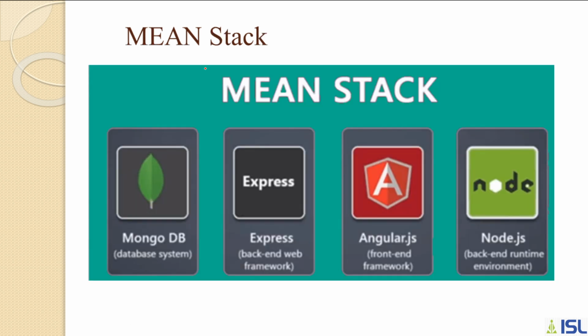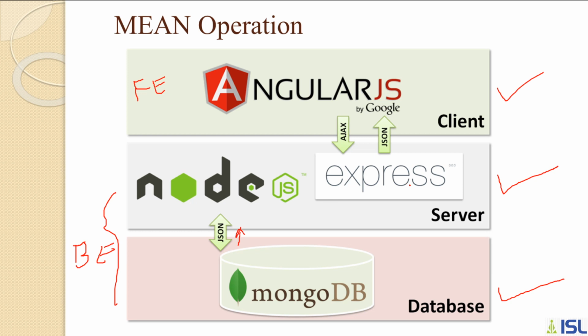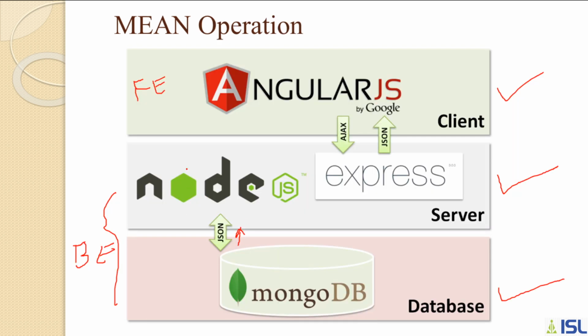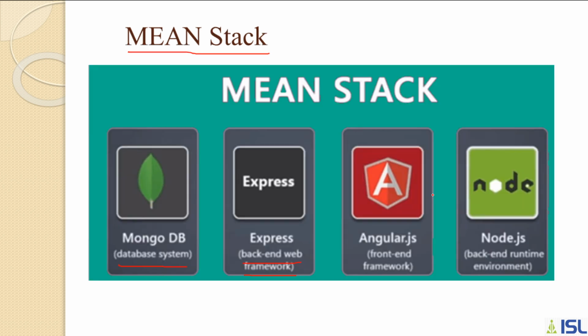Next, we have just completed this MEAN stack. MongoDB is a database system, Express is a backend web framework, AngularJS is a front end, and Node.js is a backend runtime environment. So Express is the backend web framework, and what is Node.js? The runtime environment, and both of these are on the server side. Okay, so this is about the MEAN stack.